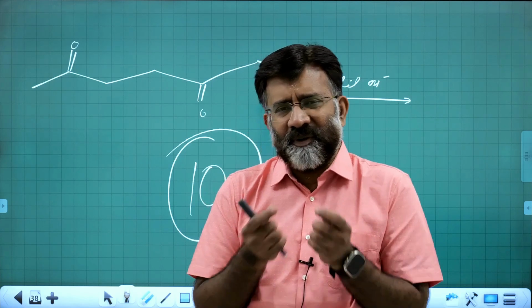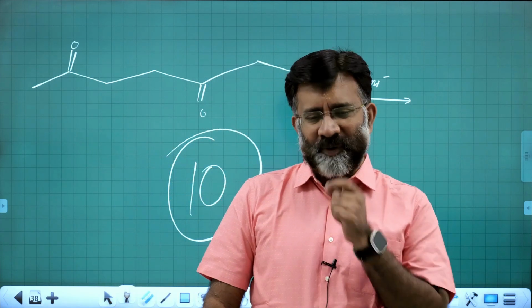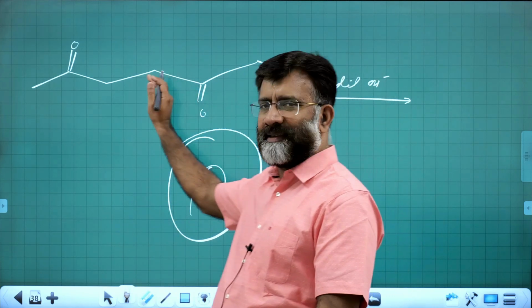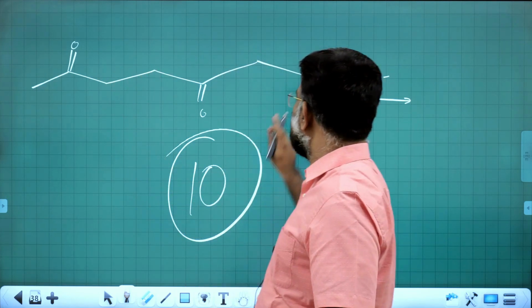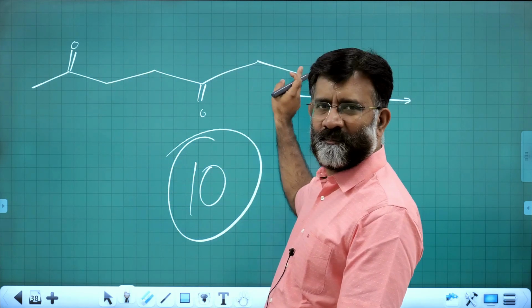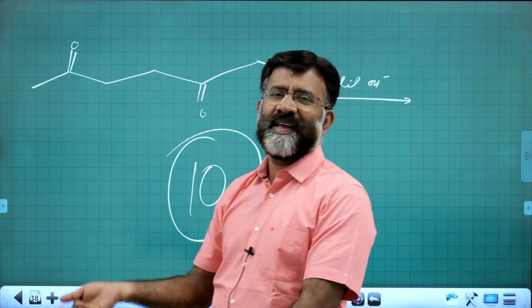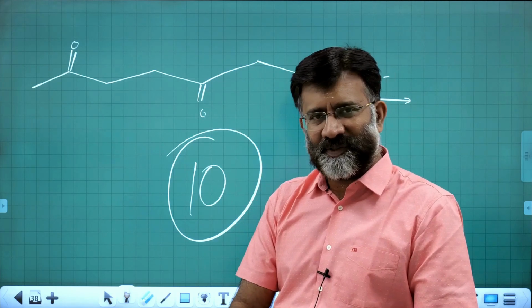And with a small change in structure, the entire answer will change. This is an unsymmetric molecule. Hope you understand. It's a diketone, which is an unsymmetric molecule. If I just erase this one part, just removing one carbon, the entire scenario changes. The answer becomes entirely different for the same question.